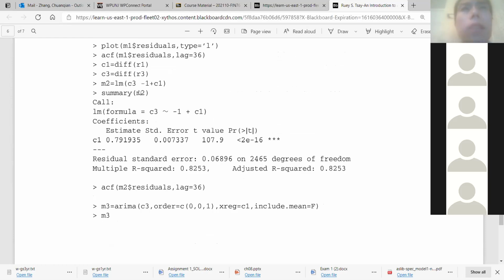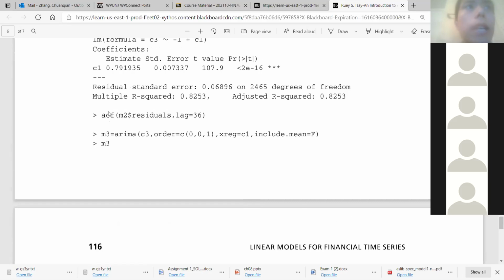Okay, and then you can summarize the information and they give you this. So there are no constants. There are only coefficients associated with the C1, the first difference of the 1 year yields. And this is also significant. Okay, this is also significant. However, the good news is that when you check the ACF right now, the residual looks like it is decaying very quickly. That means it is stationary data, or approximately, right?